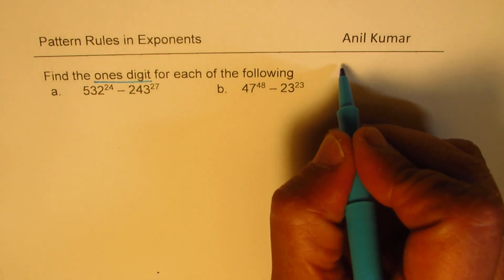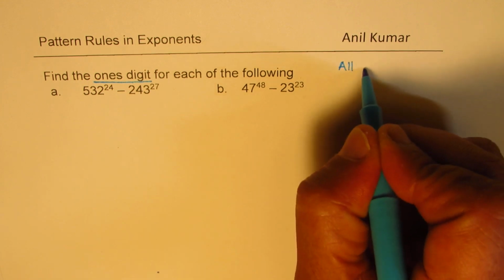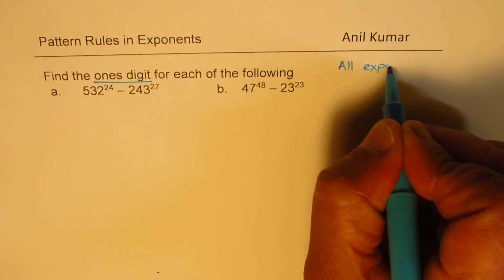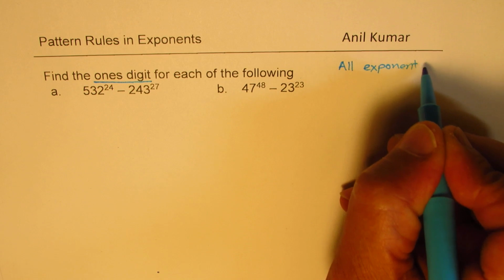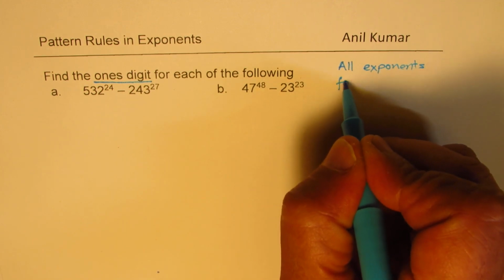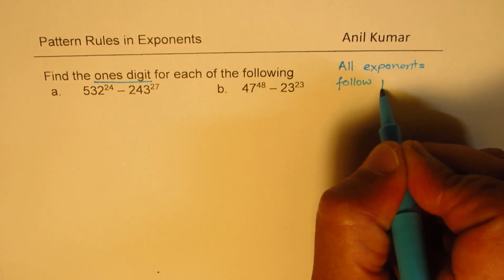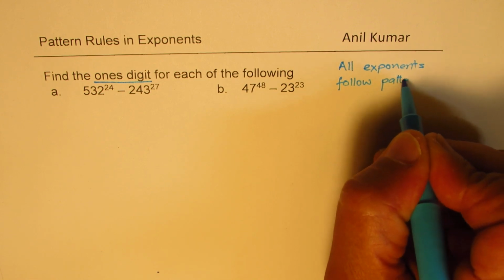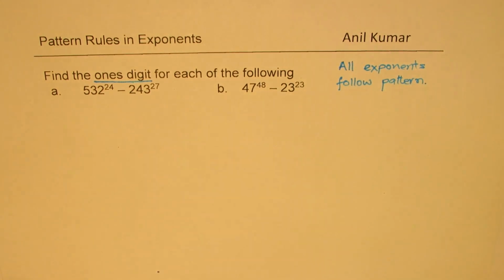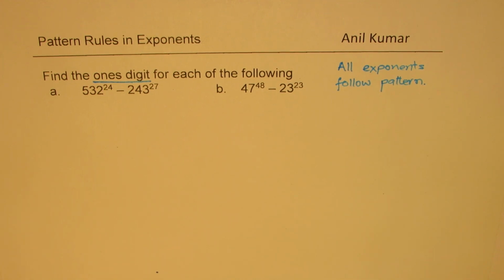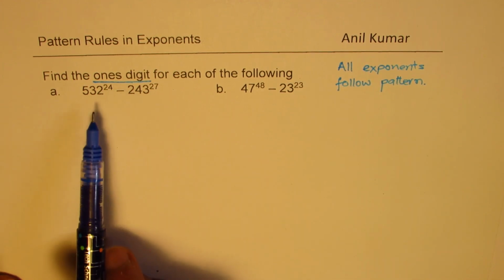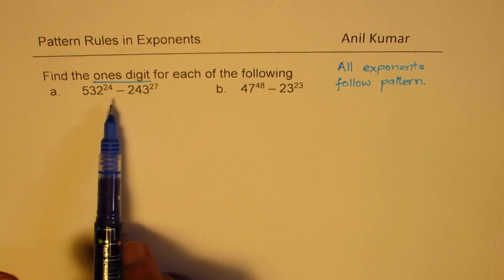Now, all exponents follow a pattern. So that is important to understand. And so we need to just figure out what this pattern is. So we need to figure out the pattern for 2 and 3 basically, right?